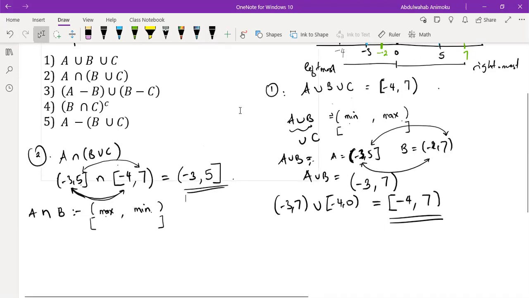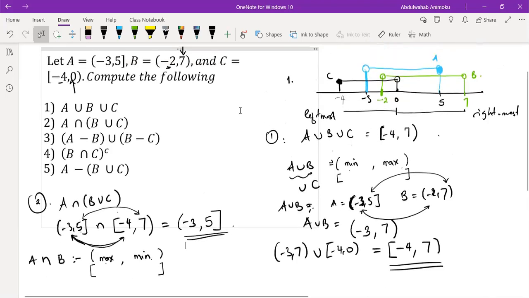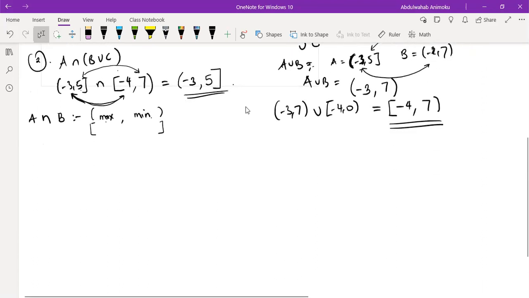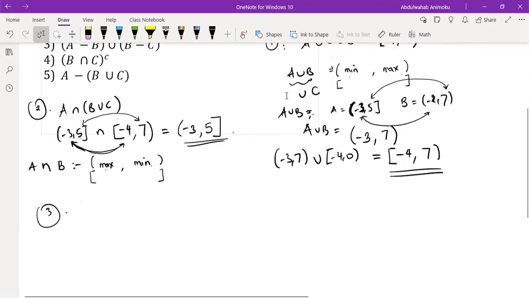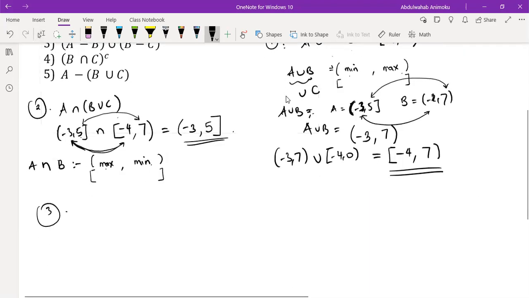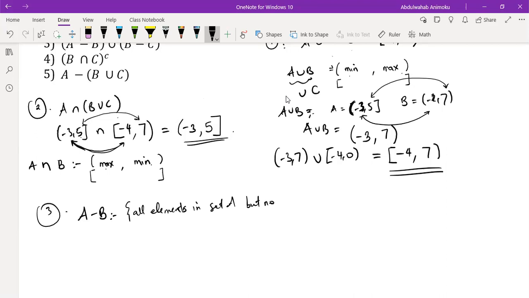Now, the third one is a little bit tricky, and this is where we need to use the real line, okay? So let's just look at the third one, right? What is difference? Difference of two sets. So let's say we have A difference B. Now what this means is all elements in set A, but not in set B. This is what we mean by difference of these two sets.